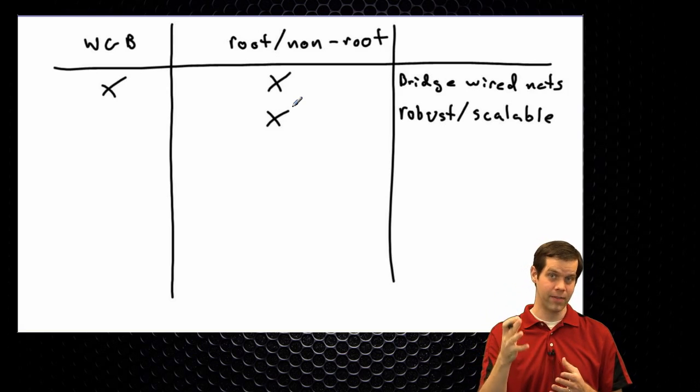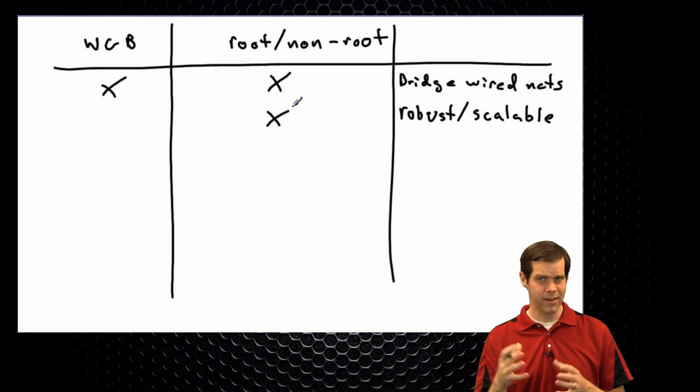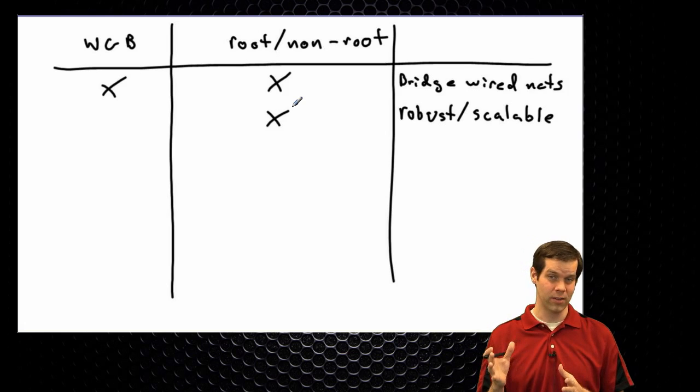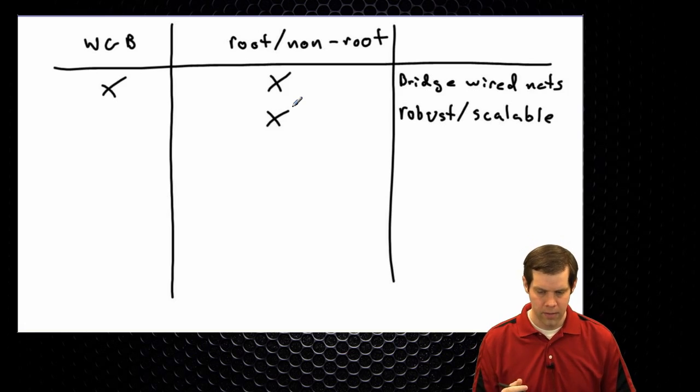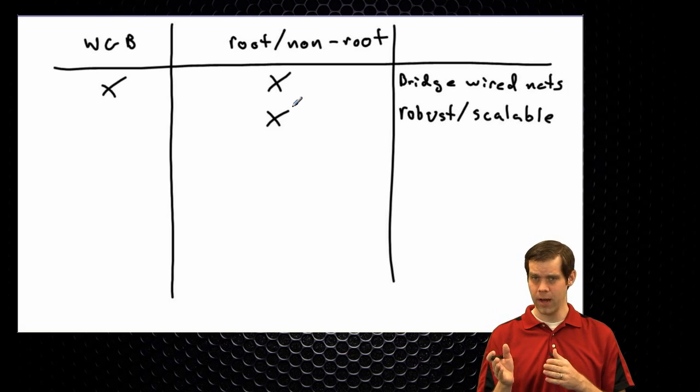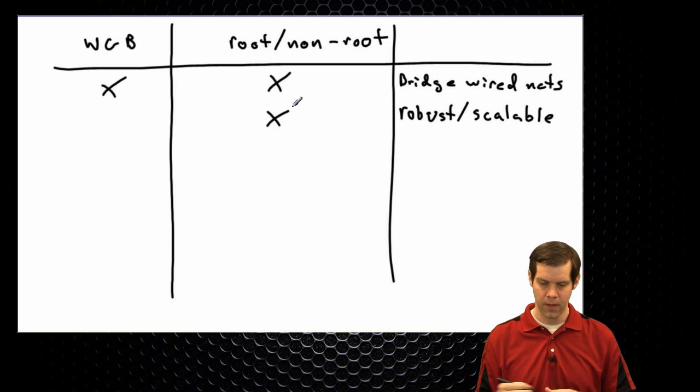Since it has to tell it every device behind it, that's where we can start getting to those scalability issues, where, if we have thousands of devices behind it, that doesn't work so well. So scalability is one thing that would drive you towards root/non-root versus a workgroup bridge.